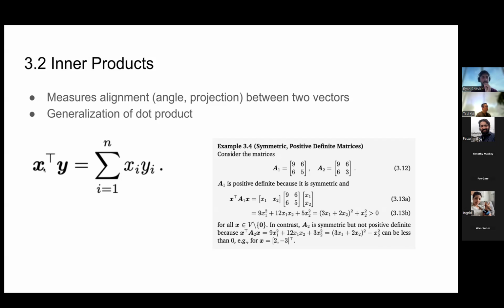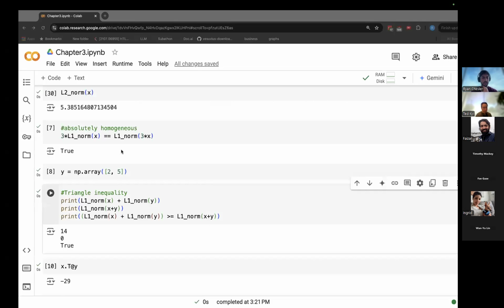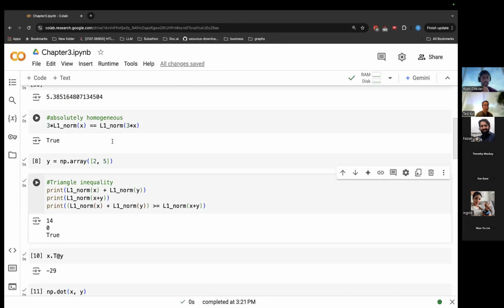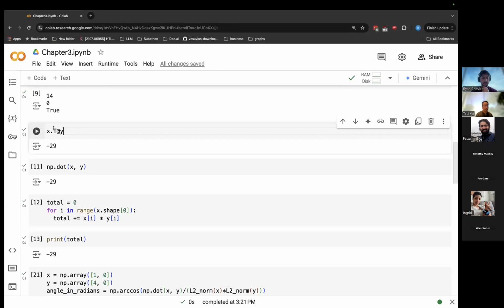And so one of the things here they showed is you can format the dot product in different ways. So x transpose, or transpose of x times y, is the dot product, or you can also do it in this format. And so I showed that also in the code here. So the simple version is saying transpose of x, matrix multiplied by y.